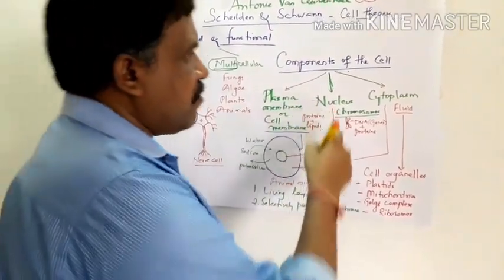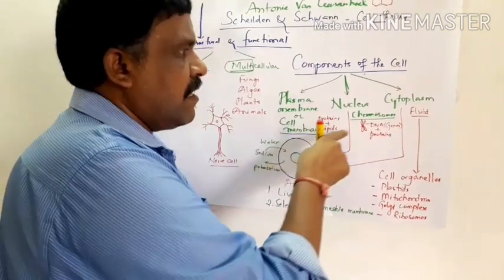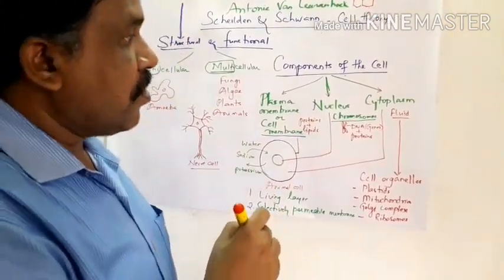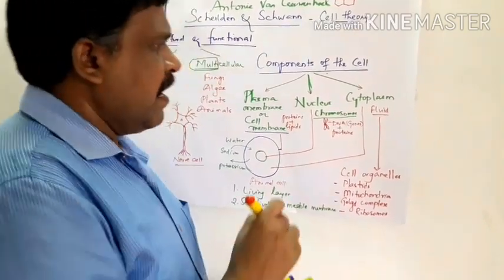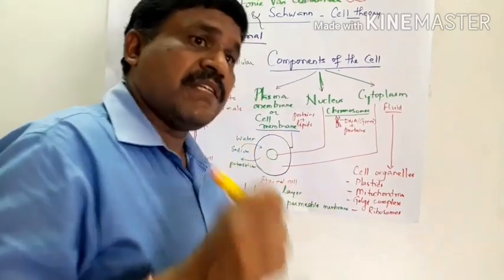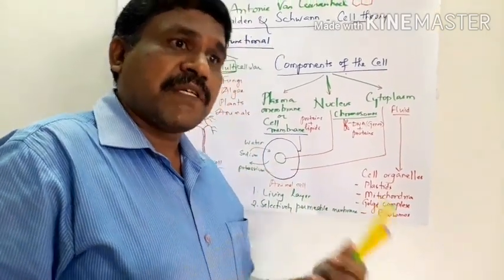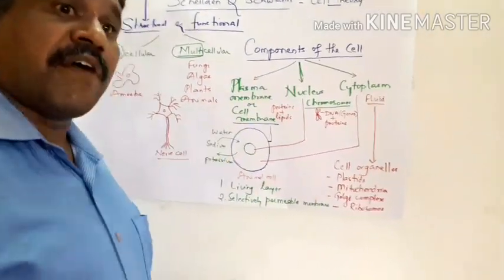The next one is the nucleus. The nucleus is composed of thread-like structures that we see inside, called chromosomes. Chromosomes consist of DNA and protein. And the DNA is the most functional part, which is called genes. So genes are those which are expressing, and they determine the structure and even the functions.